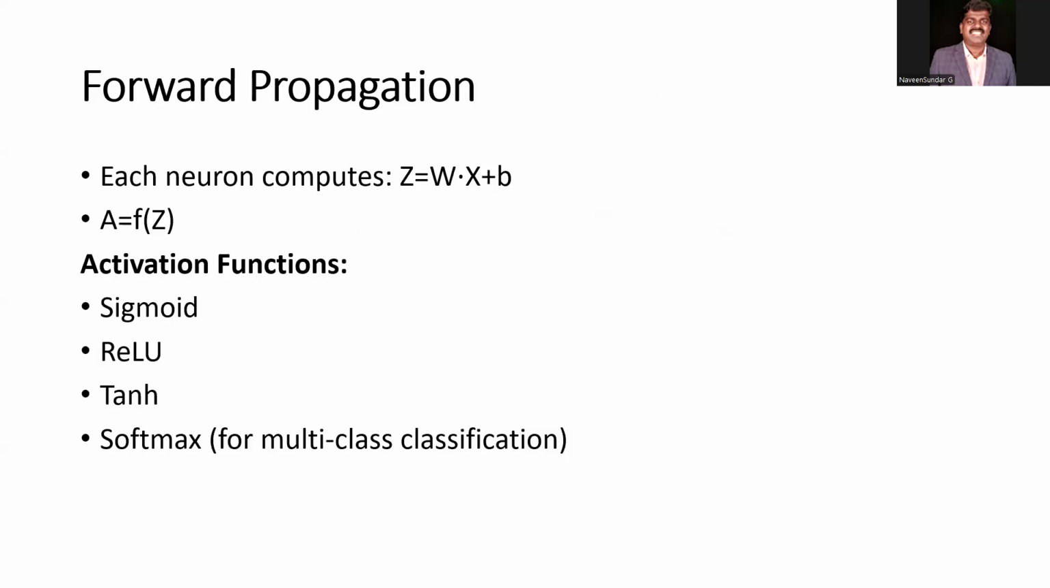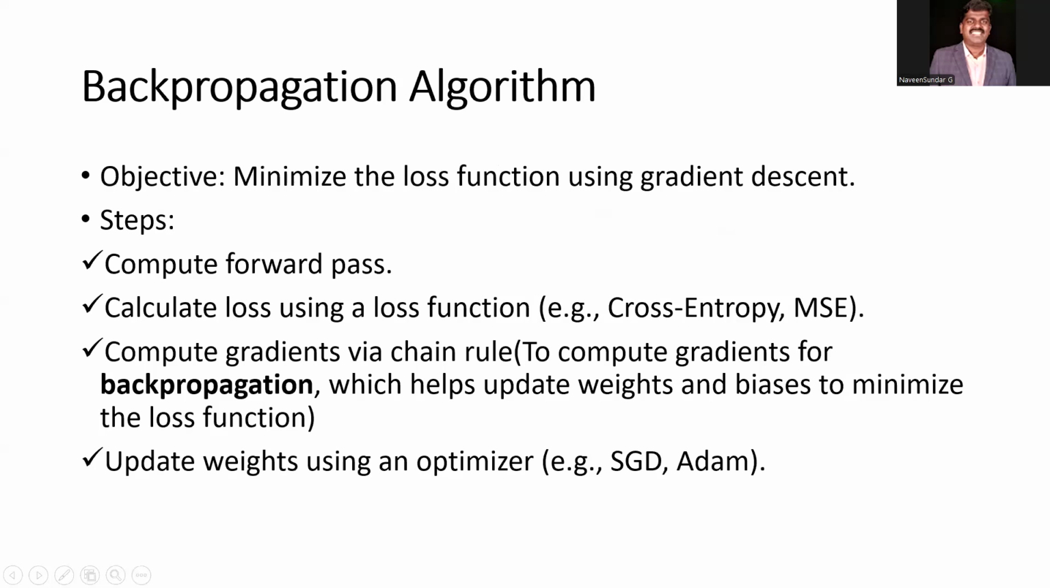So in forward propagation, we have Z equal to weight into X plus B, the bias. That is how we compute it, and A equal to f of Z, which is the final output layer. For the activation function, we use sigmoid, ReLU, tanh, and softmax for multi-class classification. Depending upon the category, we use the activation function in a different way. Each of them is a computation method for the activation function.